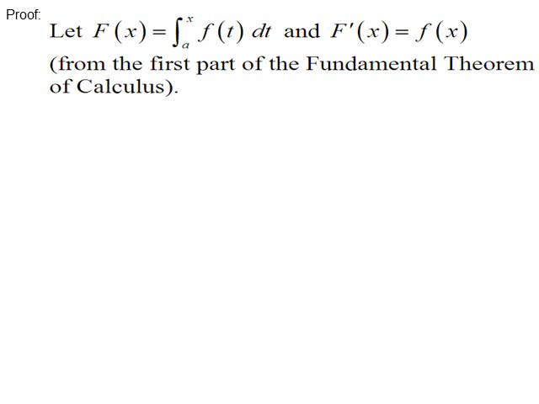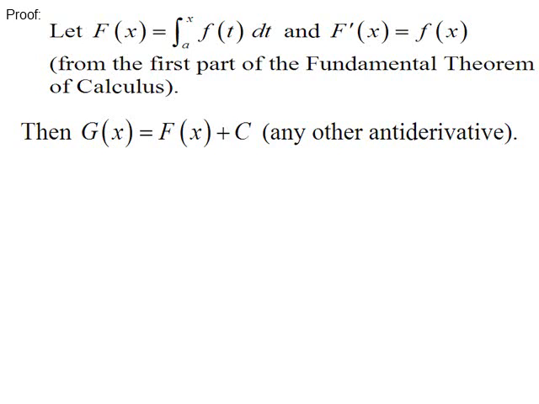Now let's look at the proof of Part 2 of the Fundamental Theorem of Calculus. Let the function capital F equal the integral from a to x of little f of t dt, and the derivative of capital F is little f from the first part of the fundamental theorem. Then capital G is equal to capital F plus a constant. That represents any other antiderivative of little f.